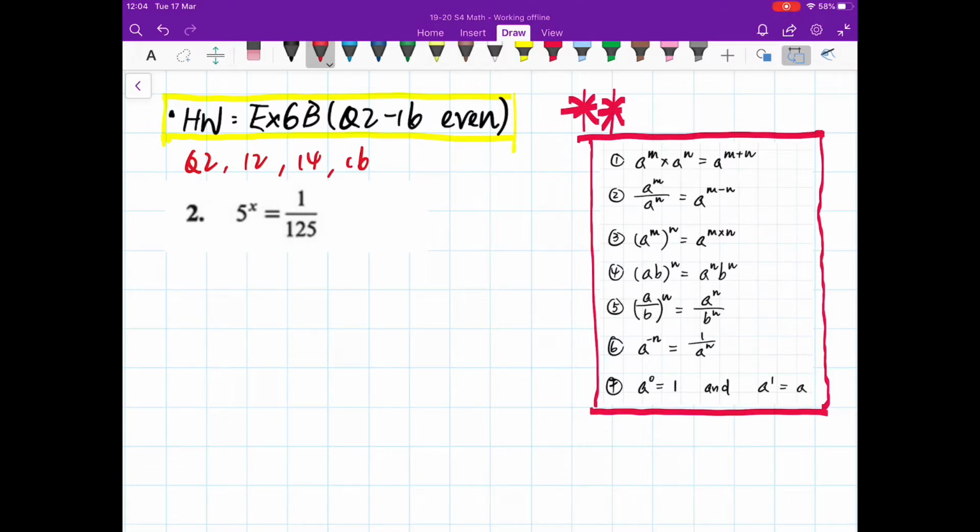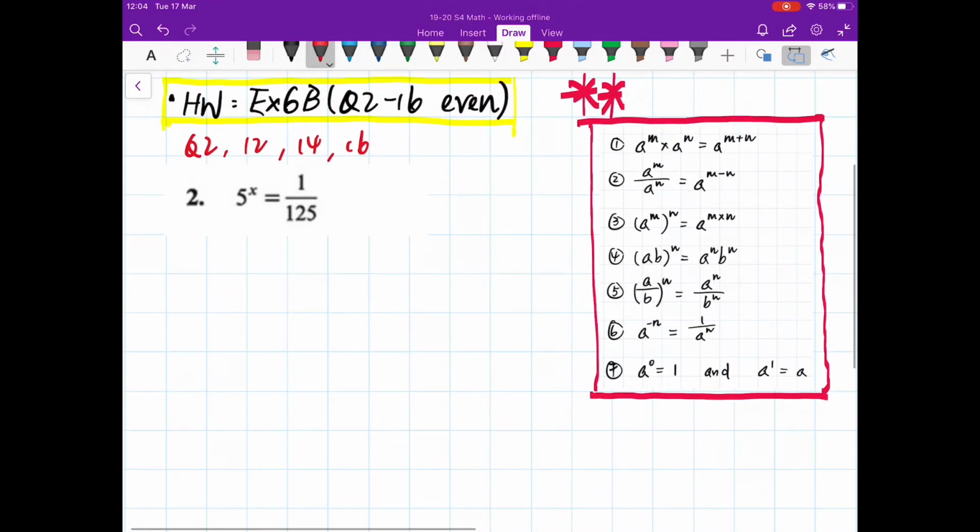Also in the red box on the right hand side, please be reminded that in this section, we are still using the laws of index to solve the exponential equations. Okay, so let's start with question 2.